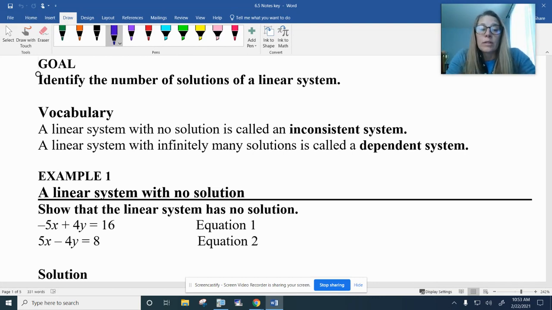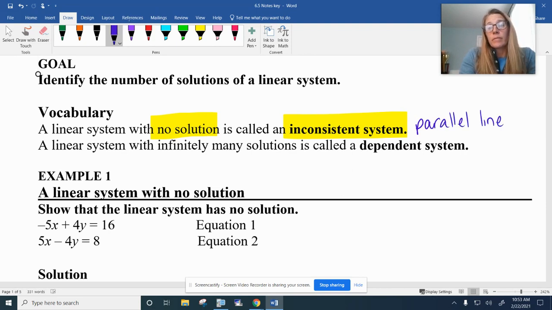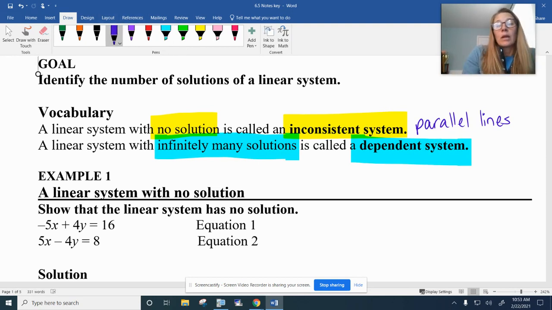So there are some linear systems with no solution, and those can also be called an inconsistent system. And those with no solution will graph parallel lines, as you will see. And then there are also those systems with infinitely many solutions, and these are called a dependent system. And those will have coinciding lines.